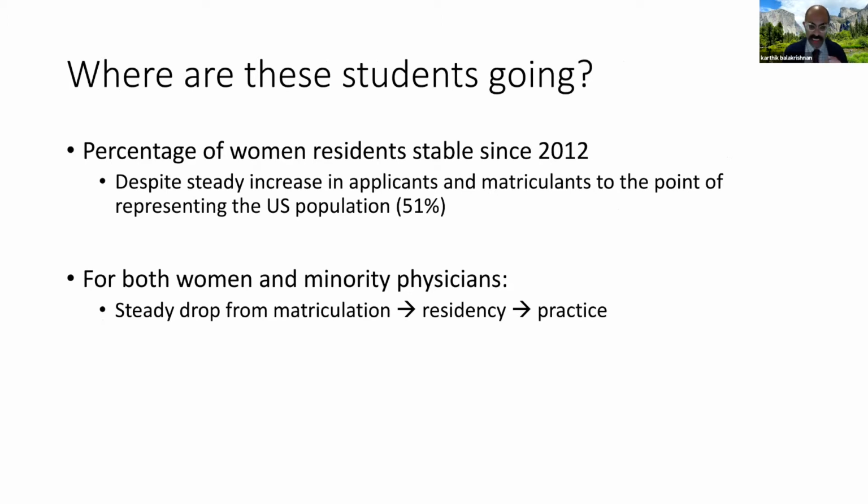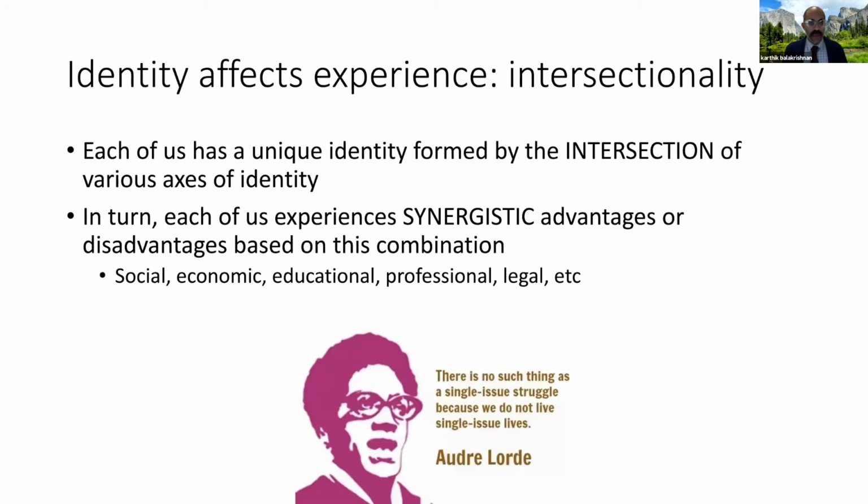And for both women and minority physicians, there's a steady drop in representation from matriculation in medical school to residency to practice. For the scientists in the crowd, I apologize, we don't have similar data available for graduate school and postdoctoral fellowships, so I can't tell you whether the same pattern holds. And why is this happening?